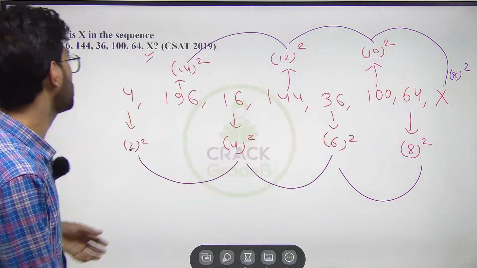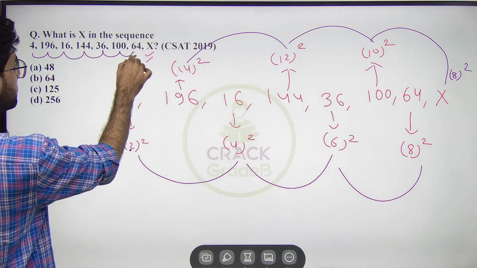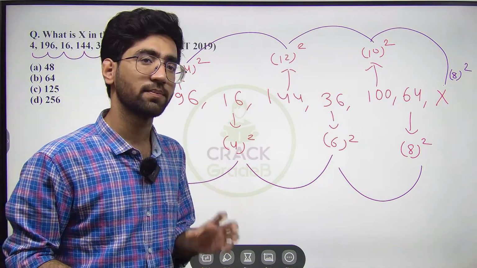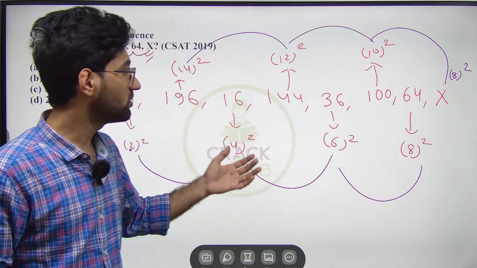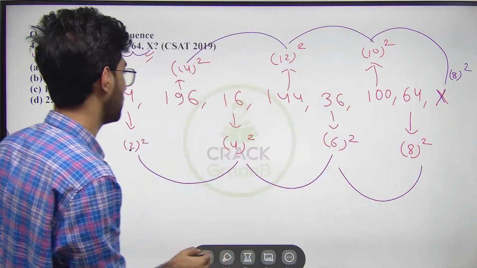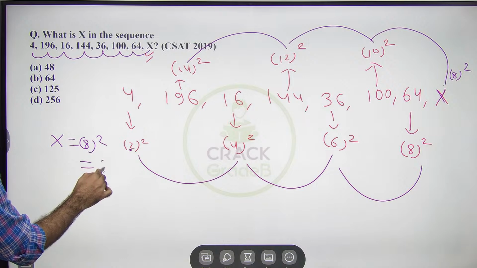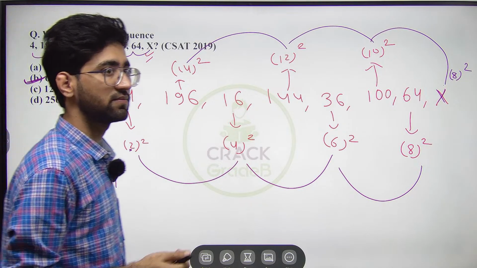So if you are not able to identify the pattern between consecutive elements, you should try to find the pattern between alternate numbers, right? So what is the correct answer? The correct answer is the value of x is equal to the square of 8, that is equal to 64, right? So the correct answer is 64.